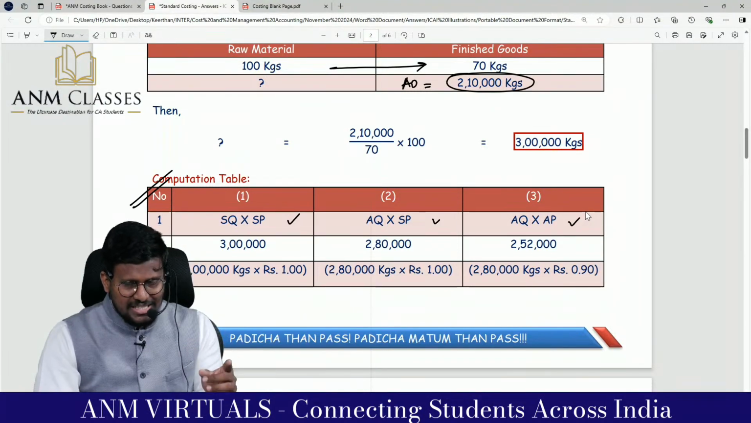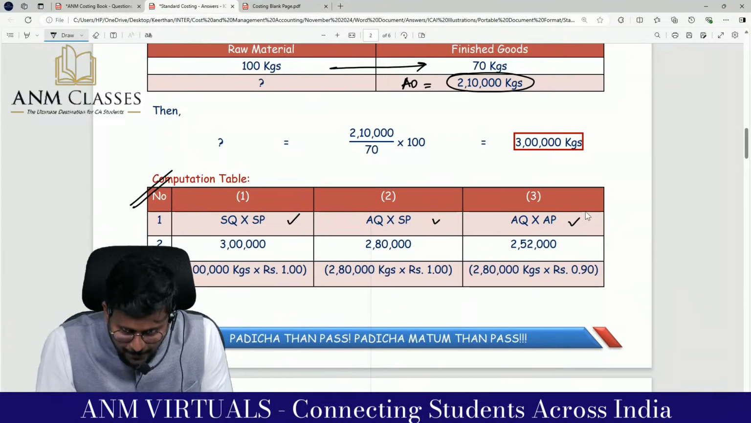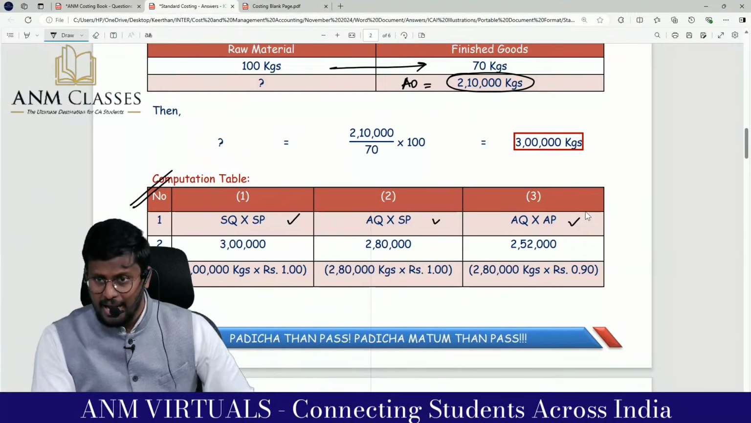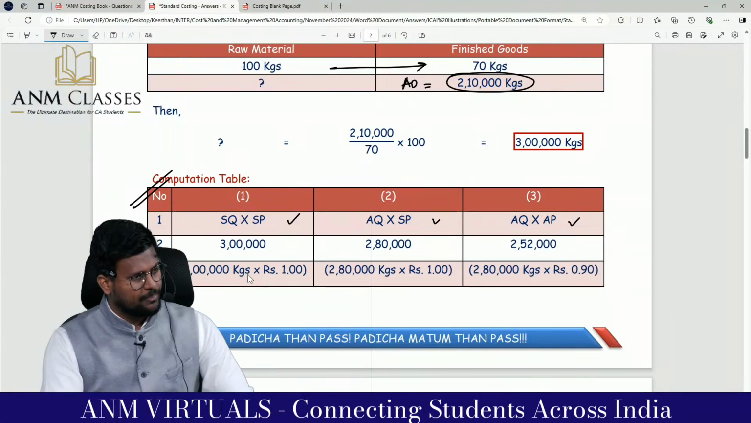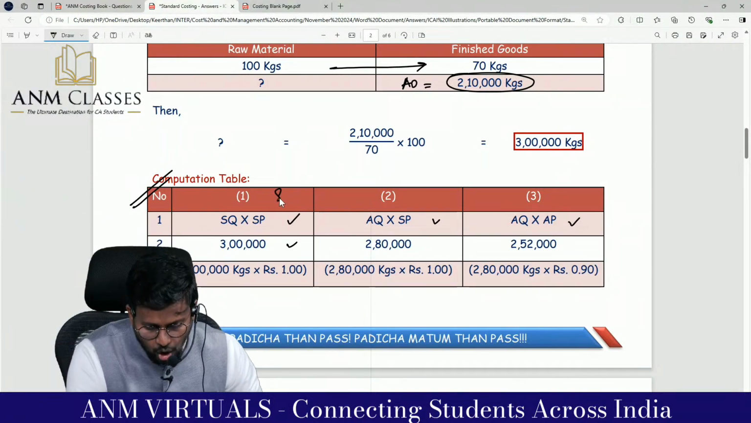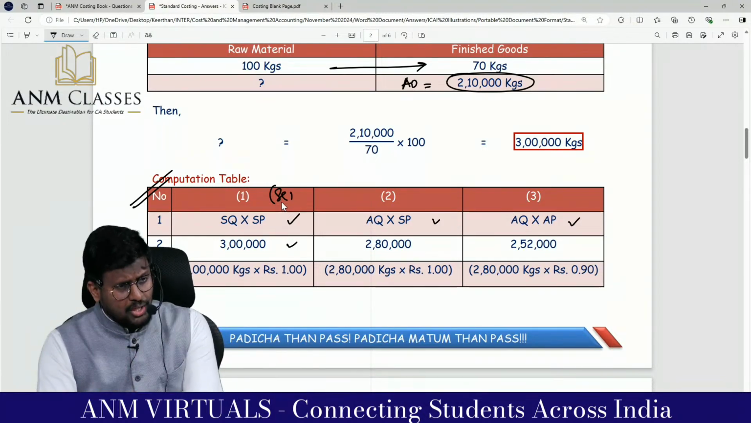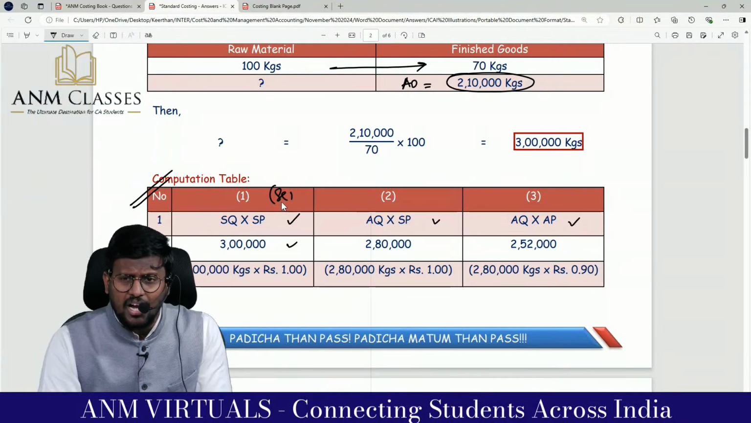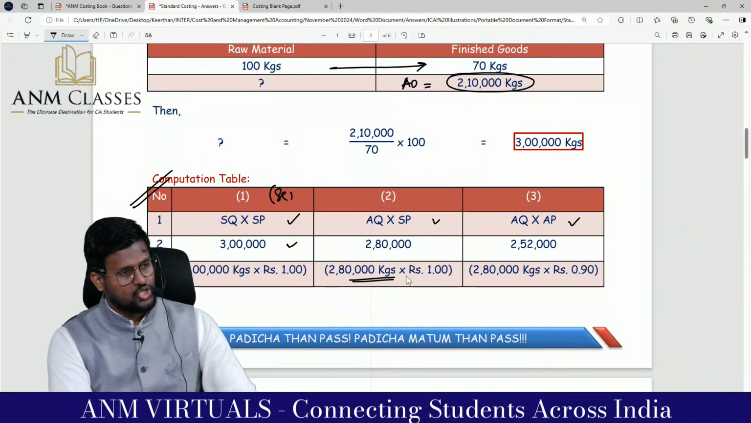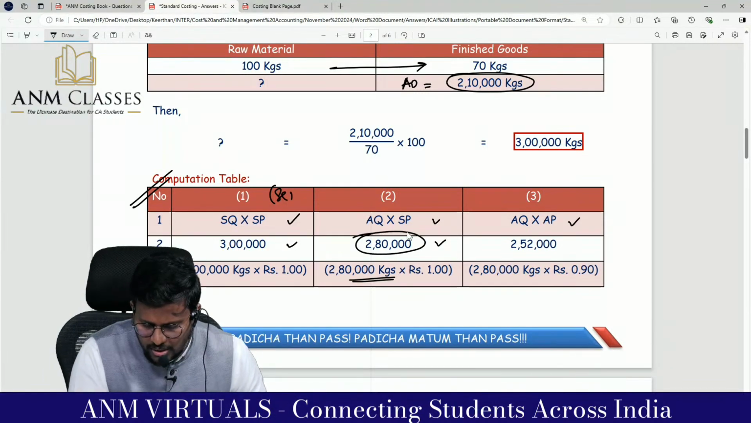Since we divided and calculated the standard quantity by reverse working, there is no need to go to the formula of actual output into standard consumption. I know the standard quantity as 3,00,000 kg into the standard price, that means 3,00,000 rupees is the standard cost. Instead of 3,00,000 kg, I have used only 2,80,000 kg, that is the actual quantity. Into 1 is the standard price, so 2,80,000 is column number 2.